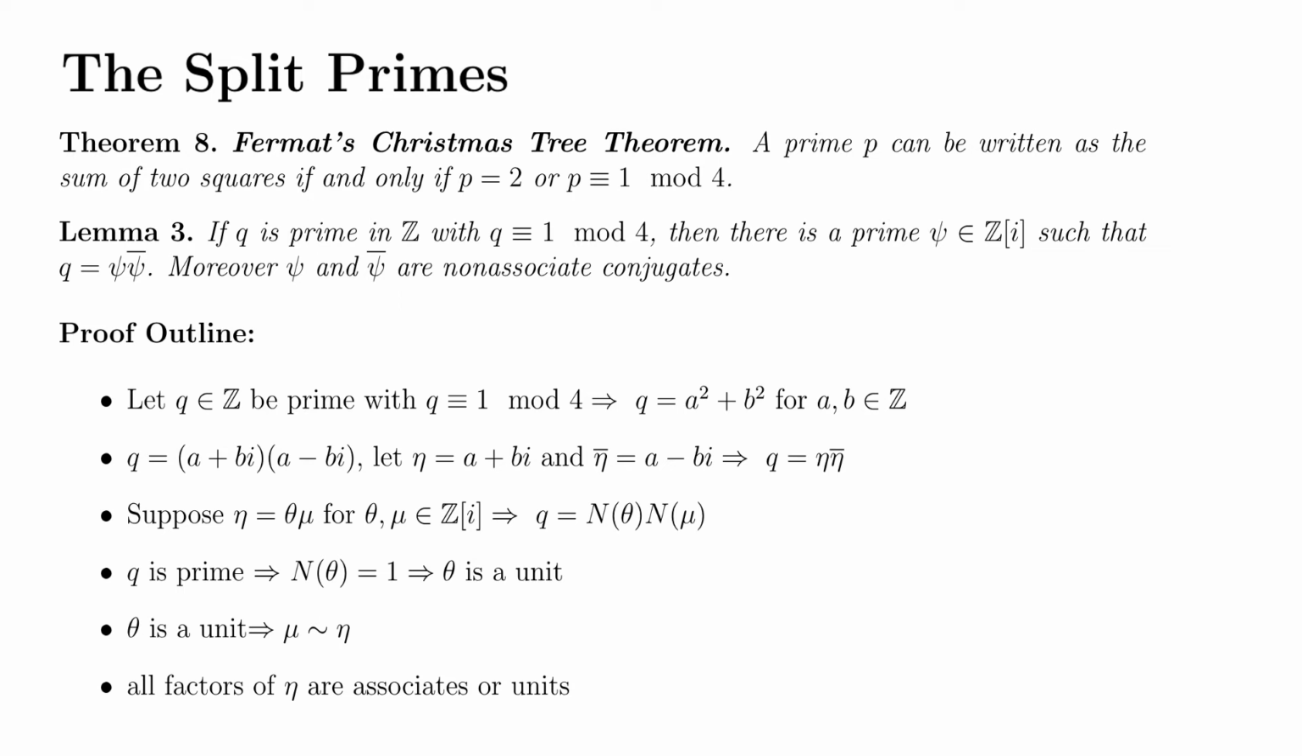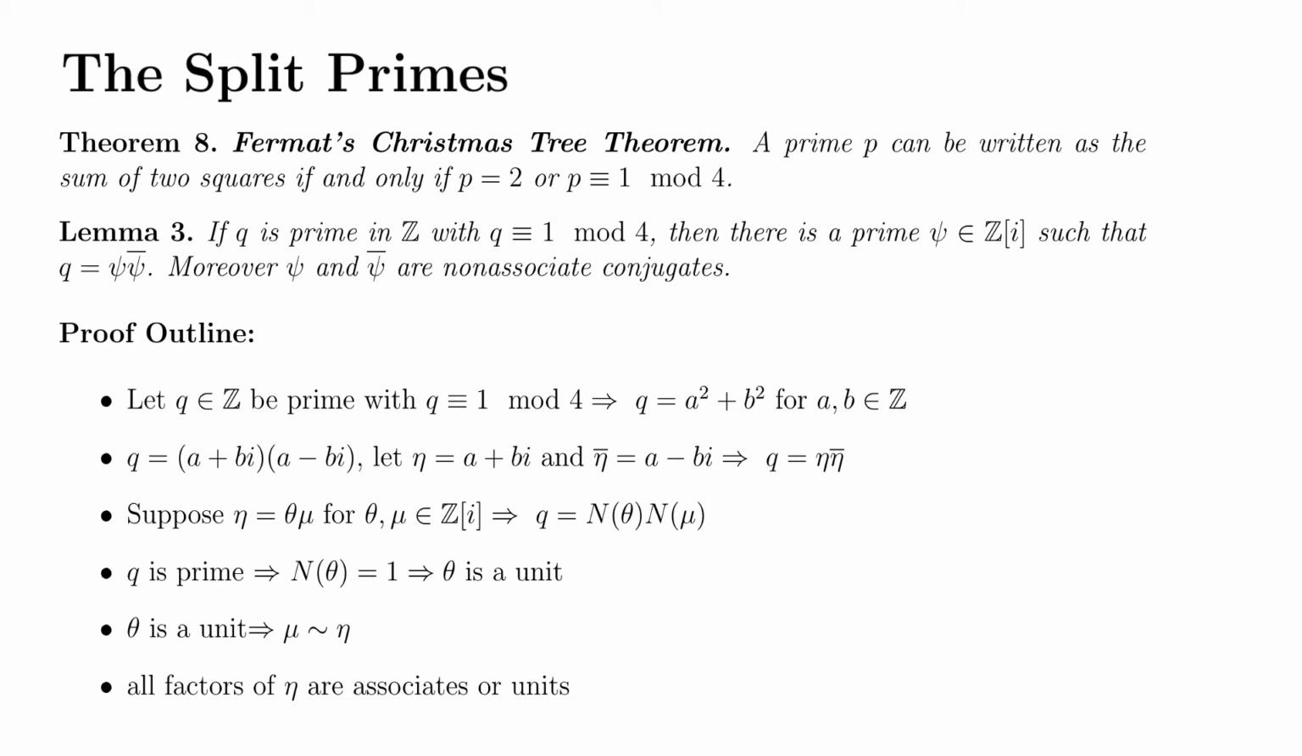We can let q be an integer prime with q congruent to 1 modulo 4. By Fermat's Christmas tree theorem, this implies that q is equal to a squared plus b squared for some integers a and b. Then we can factor q into these conjugate pairs and denote them eta and eta bar. So we have that q is equal to eta times eta bar, and we must only show that eta and eta bar are primes in Z adjoin i.